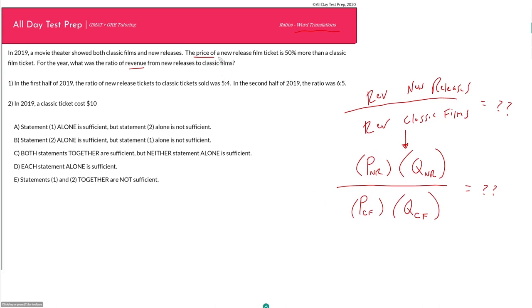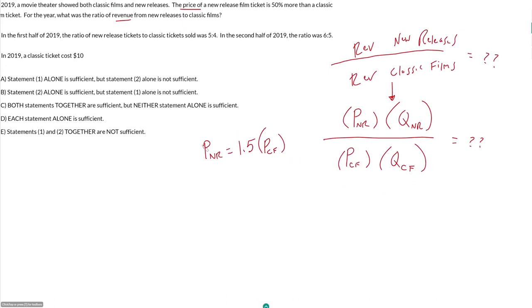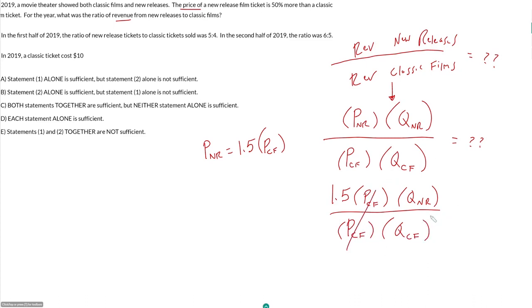They say the price of a new release film ticket is 50% more than a classic film ticket. So that means the price of a new release, being 50% more, is 1.5 times the price of a classic film ticket. And here I can cut down on the number of variables by just plugging this in. So the price of my new release, instead of being P and R, is 1.5 times the price of a classic film ticket. Everything else is the same. So this is the ratio that I'm looking for. And take note what happens here. Now I have price of my classic film over price of my classic film, so this just cancels out.